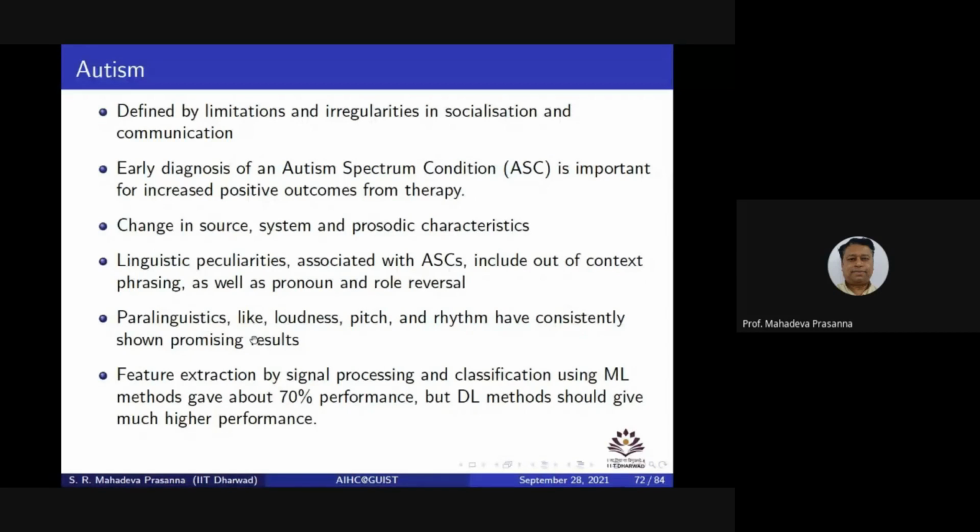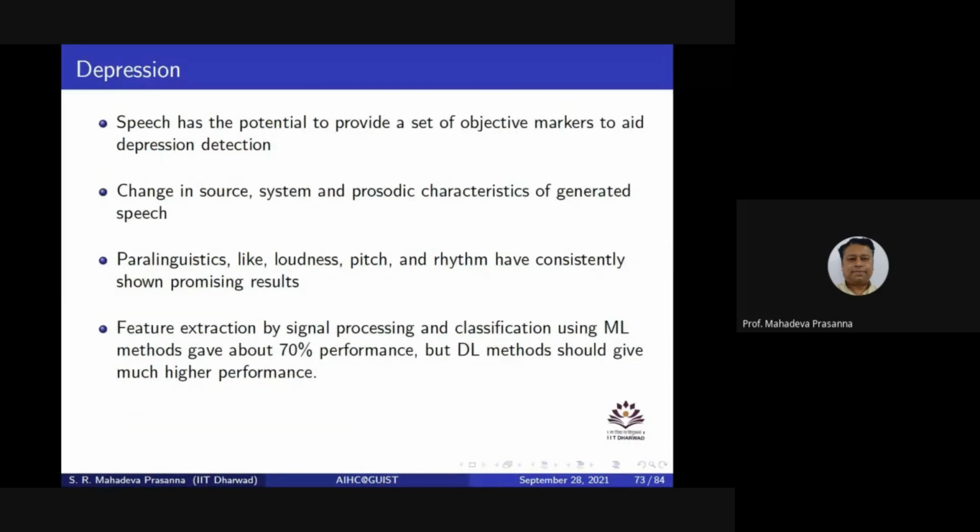Of course, there will also be change in the paralinguistic characteristics like loudness, pitch, and rhythm. All this can be extracted by deep learning through nonlinear processing, and we should be able to improve. Even for depression, there will be change in the characteristics of the source system and prosodics generated in the speech. So that can indeed be exploited by a deep learning model.